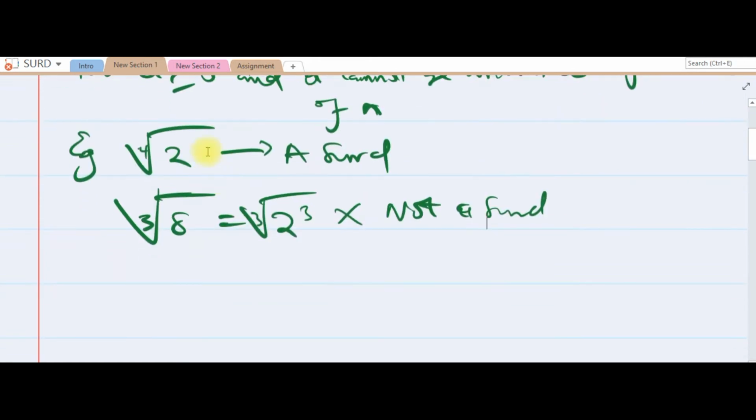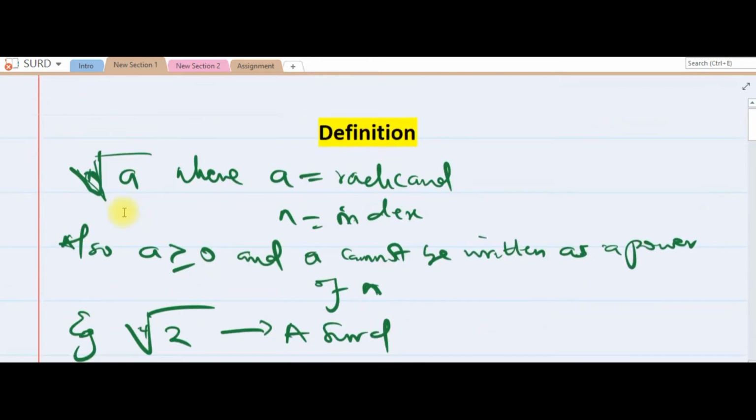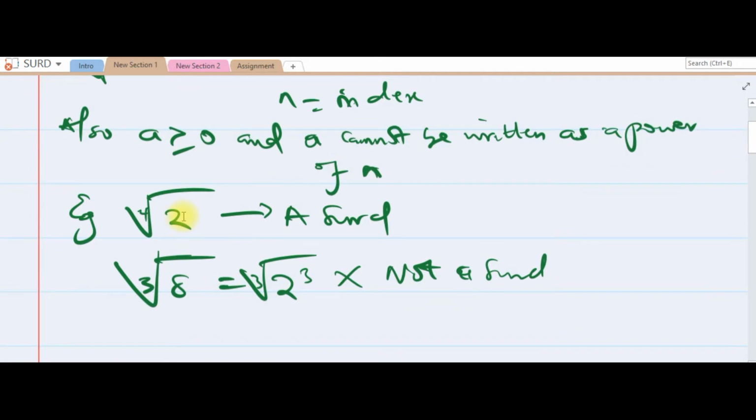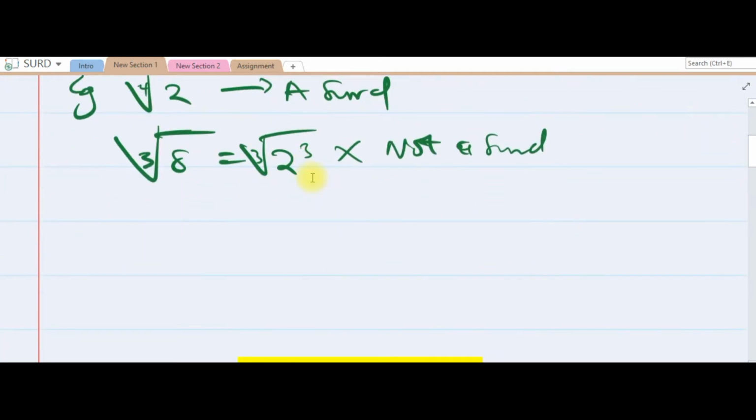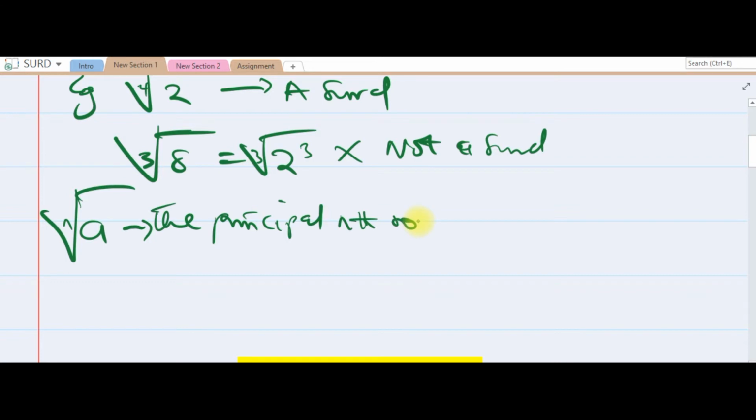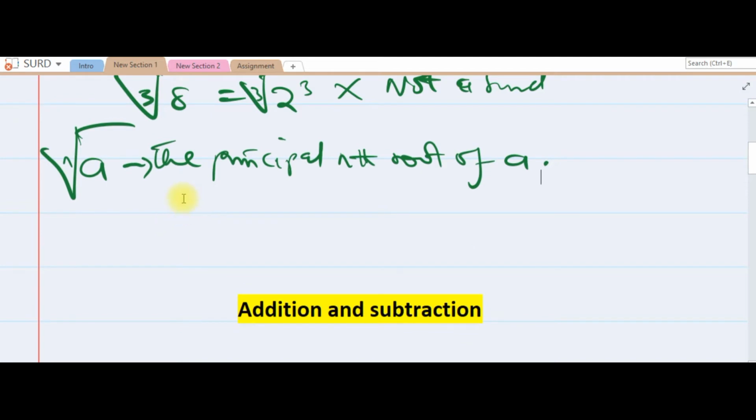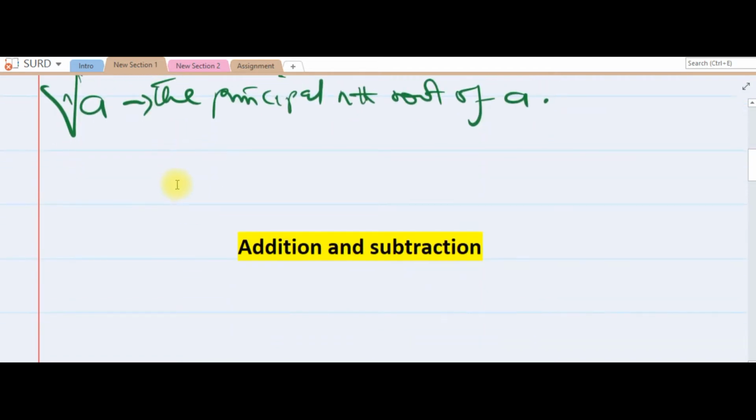So, the next thing we need to know here, we can read this as the principal nth root of A. So that's how it is read. Let's enter the next subheading, which is addition and subtraction.